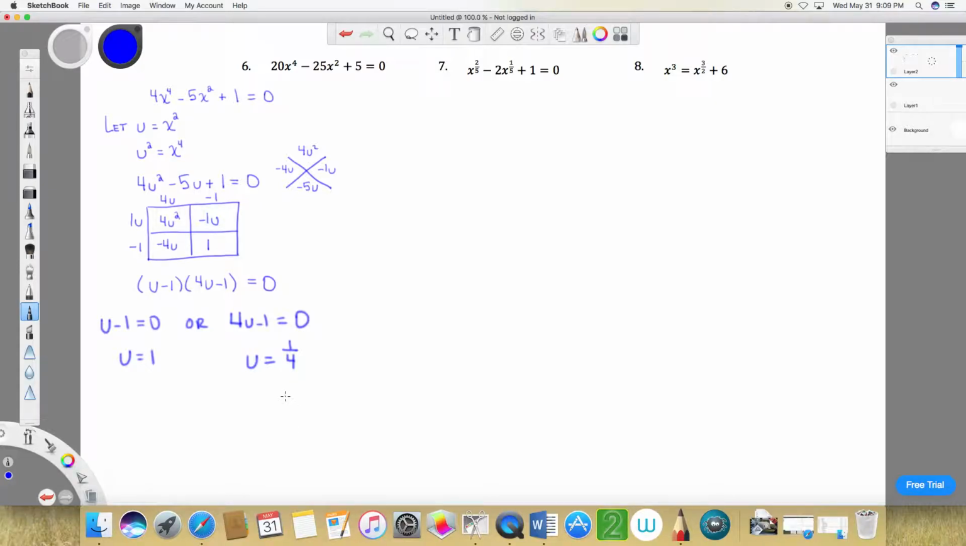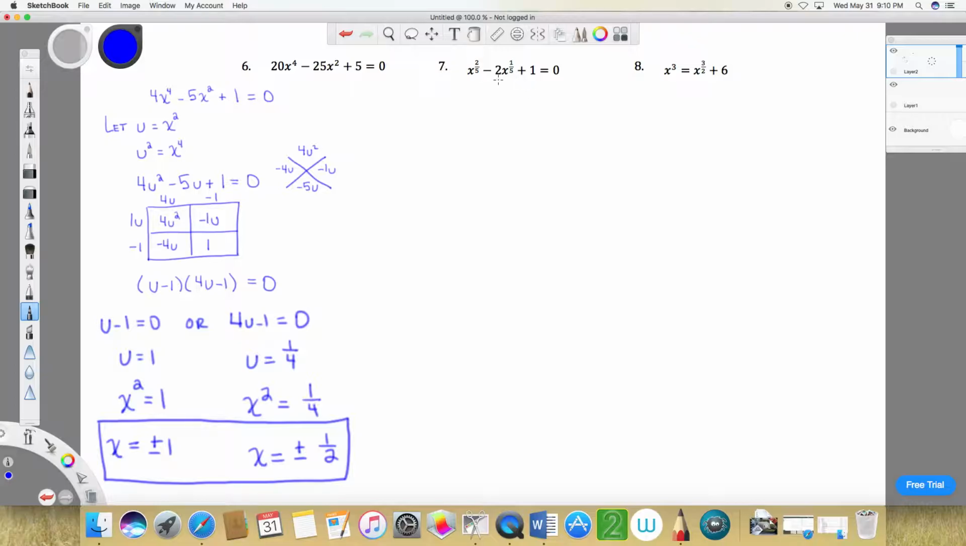But now here's the part that students can sometimes forget, and that's to go back to the original variable. This u, remember, through a change of variable, that's how we were able to set it up as a quadratic. U was really representing x squared. So if x squared is equal to 1, then x could be positive or -1. If x squared was representing 1/4, then x could be positive or -1/2. So there's our solutions to this equation.